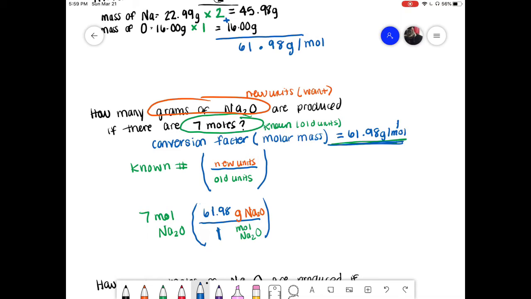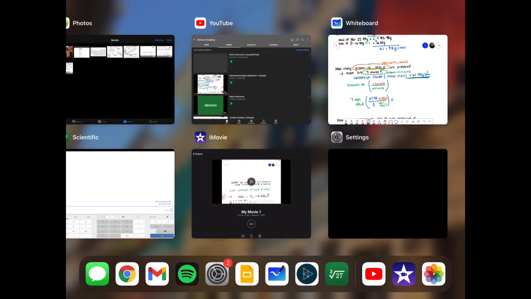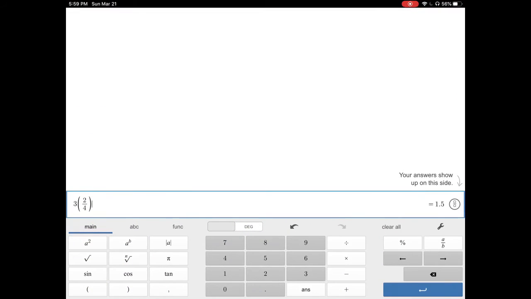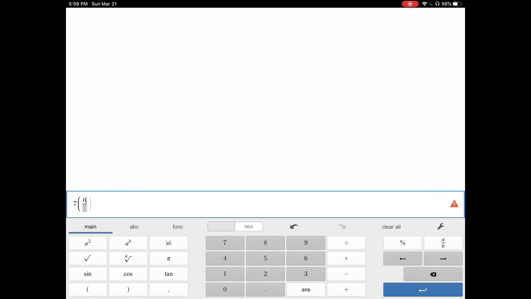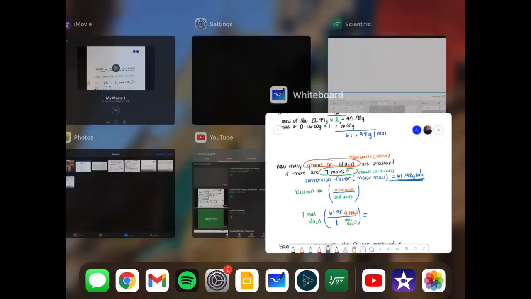Okay, so now that we have this all set up, we can go ahead and calculate. So 7 moles of Na2O times 61.98 over 1, we can put that in a calculator exactly like we see it. So 7 parentheses, up top we're going to have 61.98. On the bottom we're going to have 1. Finish that off, and our answer is 433.86.